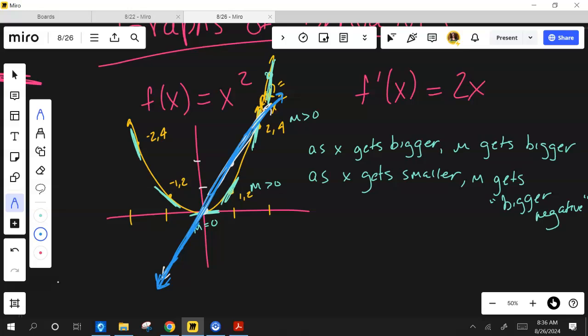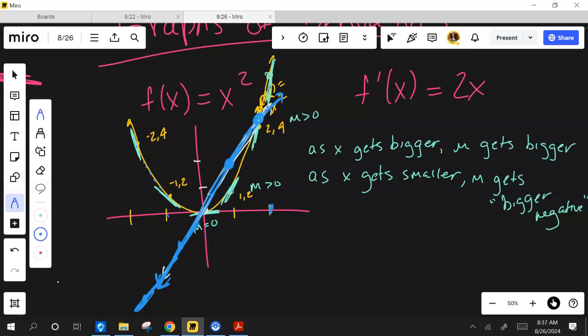Would it make sense that this is the derivative graph? At 1, the y value is pretty big. So I'm describing the slope, in other words, is what I'm doing on this graph. At 2, it's even bigger. At -1, it's big. At -2, it's even bigger negative, right? Do you see what I'm saying with this? So it's a constant increase here of where I'm going. So the derivative is linear.